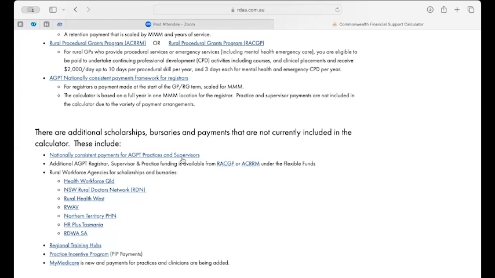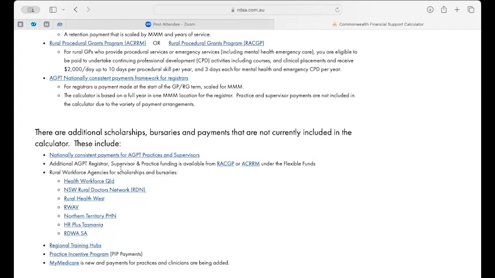In addition to that, under AGPT, there are additional payments through flexible funds, and those payments can be directed to registrars, supervisors, or practices. And each college, RACGP and ACRM, have a slightly different approach in the way those funds are allocated. So it is important, depending on which college you're providing services for, that you actually get the detail of how those funds are distributed and allocated.